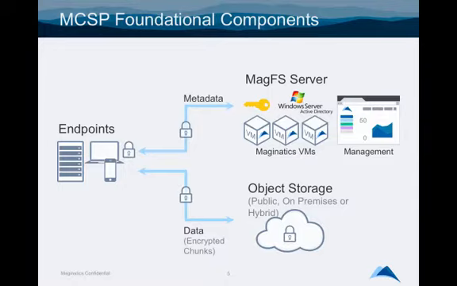So when a Maginatics endpoint, which is our third foundational component, wants to pull a file down from the object store, its first communication is with the MagFS server on that metadata channel that you see on the top. Once authenticated and the location of the data is determined, that information is communicated back to the Maginatics endpoint on the same metadata channel, and then on a separate channel, the data channel, the Maginatics endpoint communicates with the object store and pulls down that file.